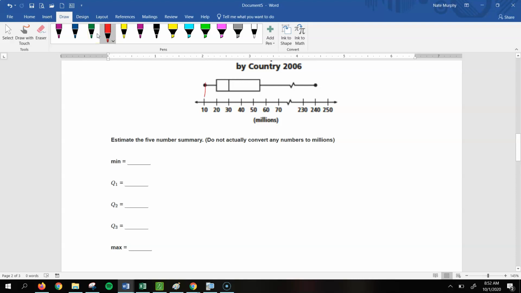So the minimum value would be this lowest point here, which would be 10. The maximum value would be here at 240. Just because our number line goes to 250 doesn't mean that we have values at 250. And then our Q1 was here at 20, our Q2 is here at 30, and our Q3 is between 50 and 60, so we can estimate that to be 55.